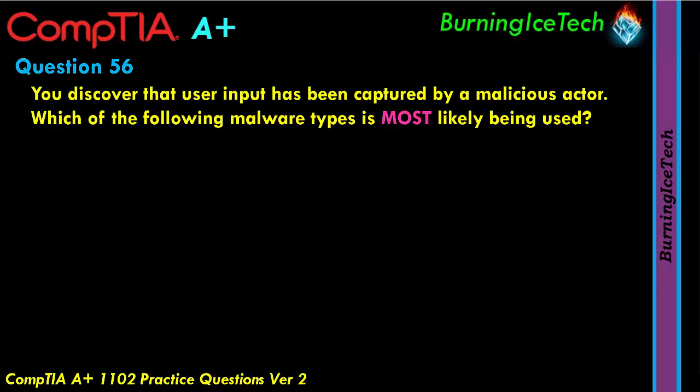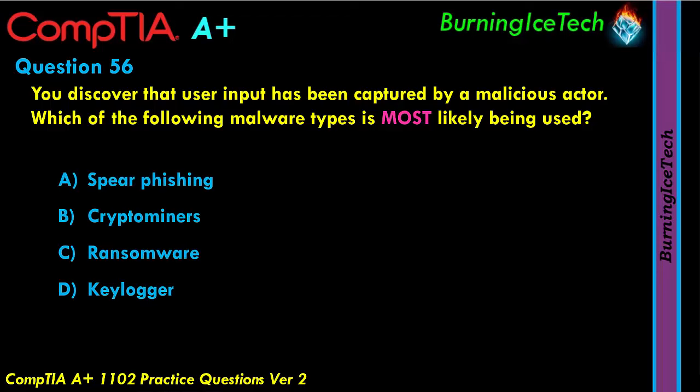Which of the following malware types is most likely being used? Is it spear phishing? Now, phishing is when I contact someone, this could be you, and I want to try and trick you into giving me information like username and password. That's normal phishing, but this A says spear phishing.